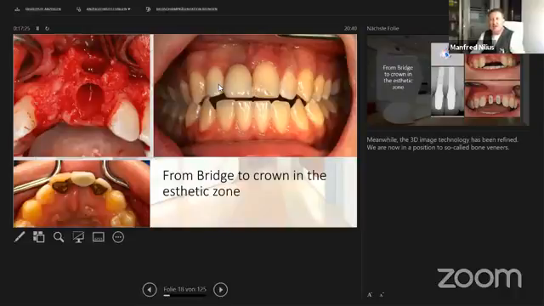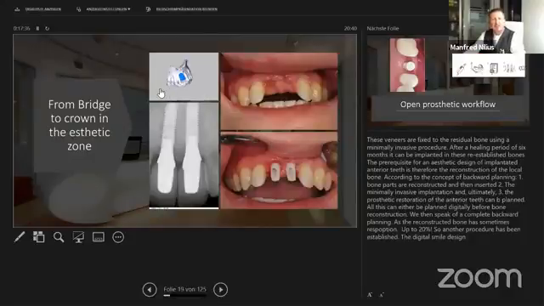3D image technology has been refined. I talked about this topic when I was last time in Aleppo, and we call this bone veneers, as you can see here.